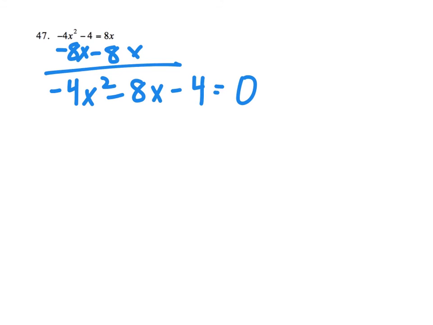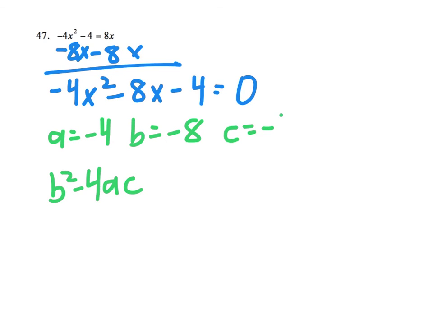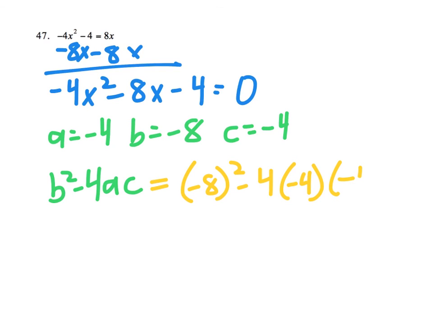Again, we're eventually going to plug it all into b squared minus 4ac. But first we have to figure out a, which is negative 4, b is negative 8, and c is negative 4. Now if we plug everything in, we have negative 8 squared minus 4 times negative 4 times c, which is also negative 4. If we do that, we get 64 minus 4 times negative 4 times negative 4, which is going to be, I'm going to check, but I think it's 64. Yeah.